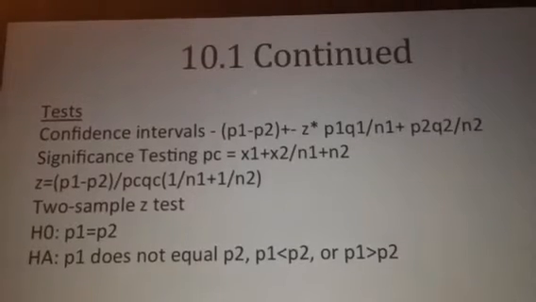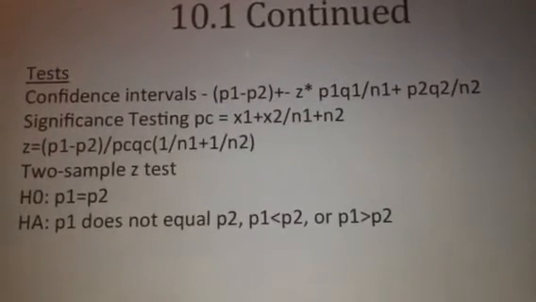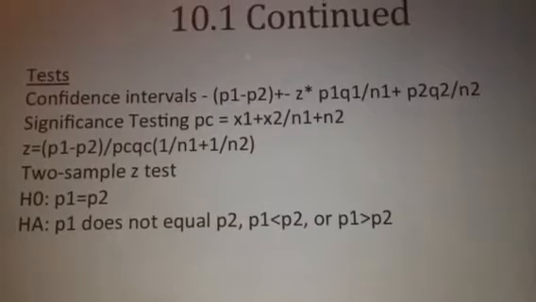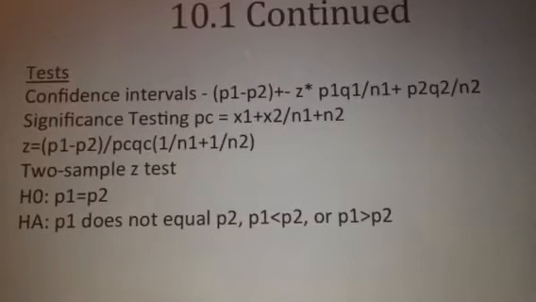So we're testing populations. You can do a confidence interval, and there's the equation for that. For significance testing, you use P sub C, and then you also use Z for a two-sample Z test. H naught is usually P1 equals P2, and HA is usually P1 does not equal P2, P1 is less than P2, or P1 is greater than P2.